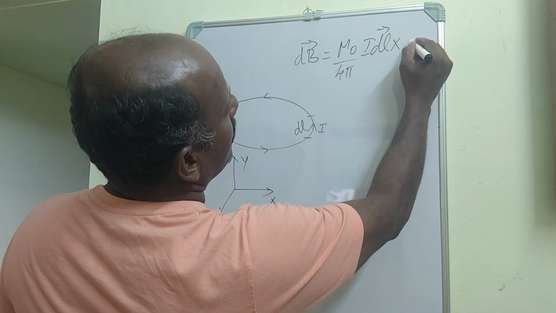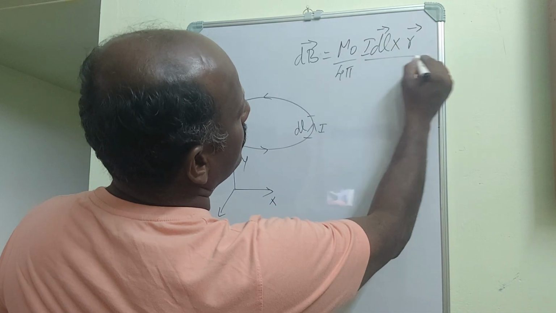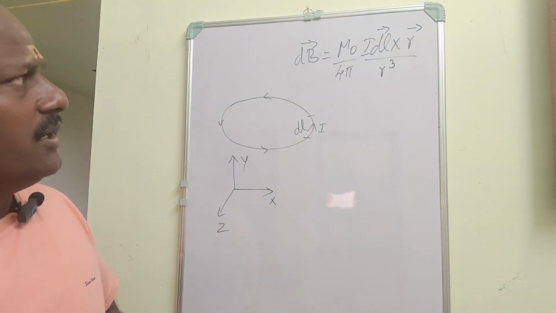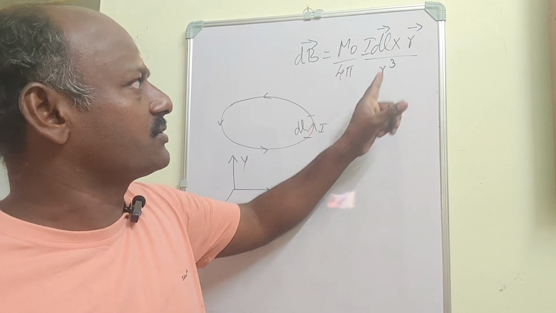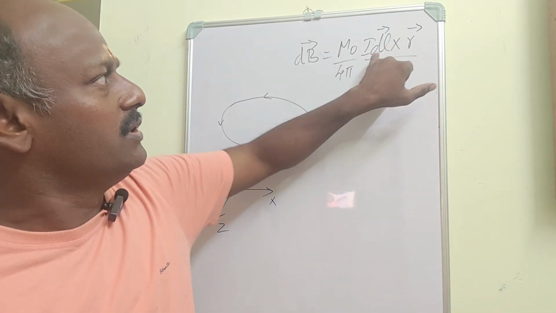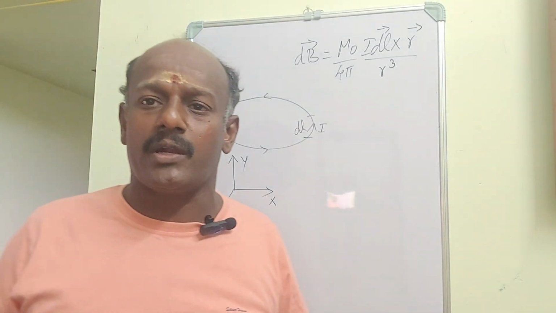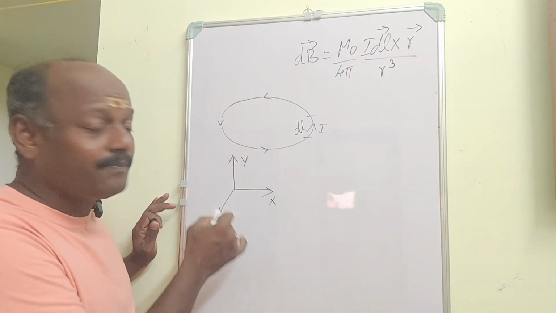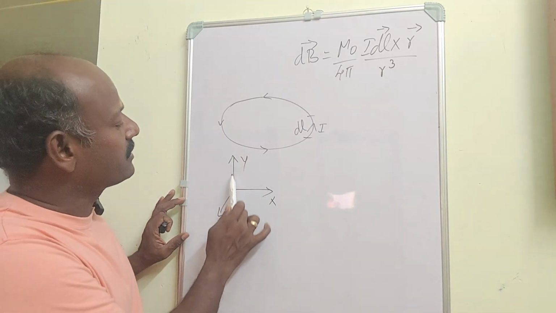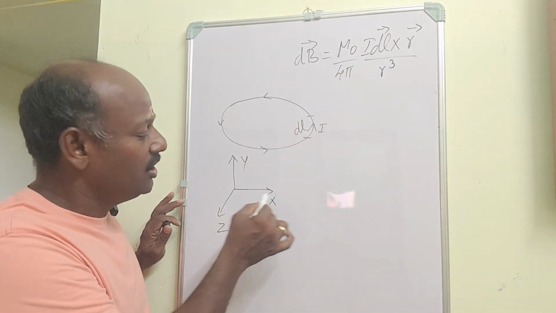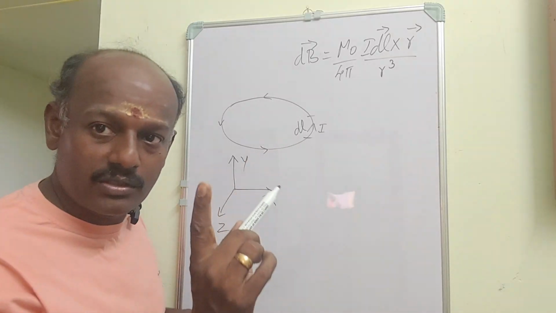vector cross r vector divided by r cube, as we have studied. In this, all the three are constants. So it is I dl vector cross r vector, simplifying the vector product. If the current will be moving in the direction of x and z, definitely the magnetic induction will be acting on the y axis, or y direction, which will be mutually perpendicular to all the three.